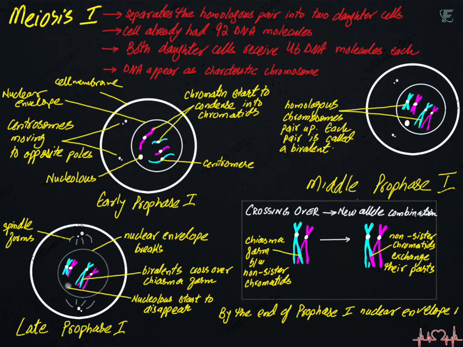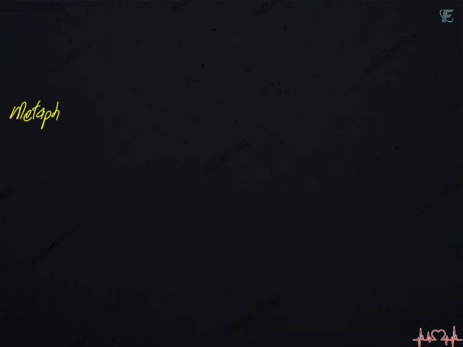By the end of prophase 1, the nuclear envelope and the nucleolus completely disappear, and the spindle fiber is fully formed. The spindle microtubules have fully formed. What happens after that is metaphase 1.